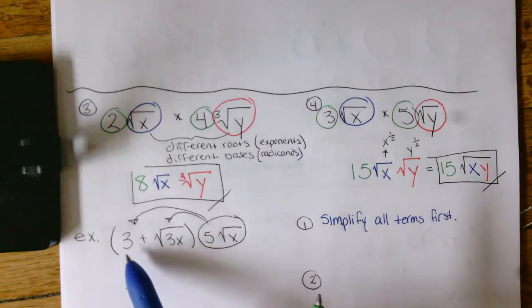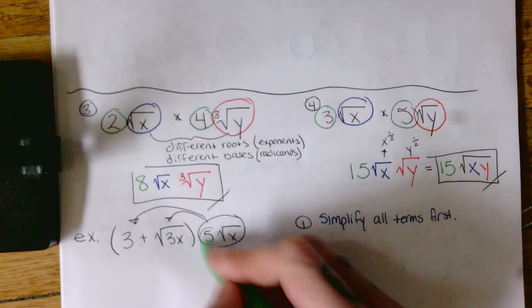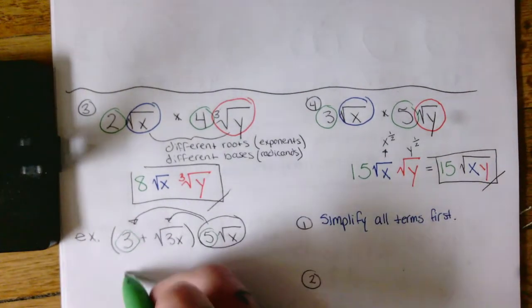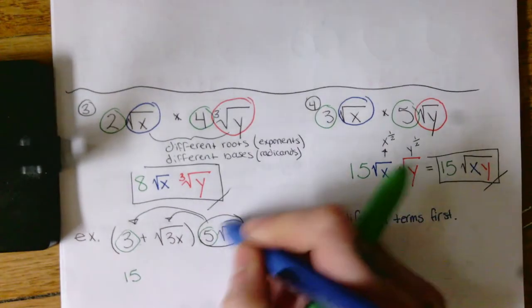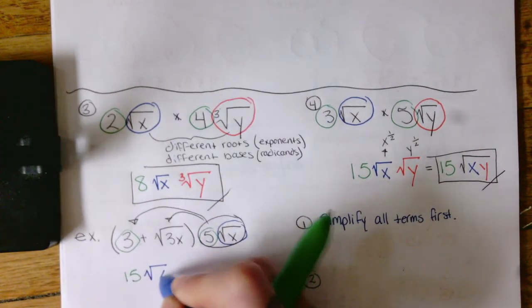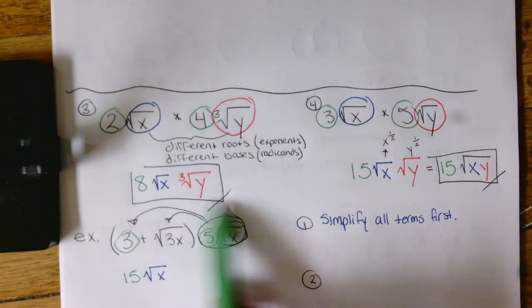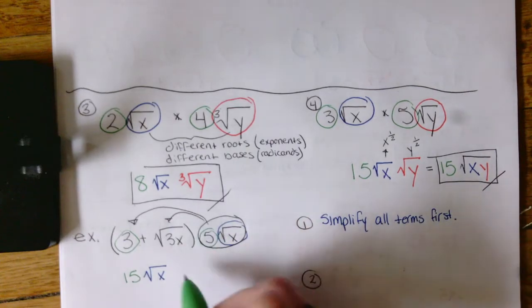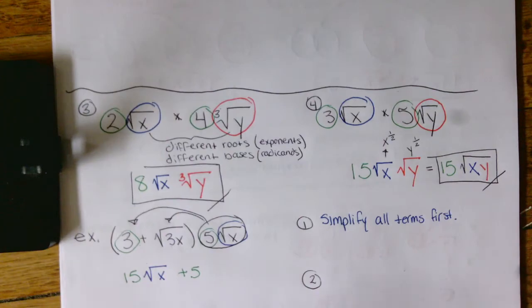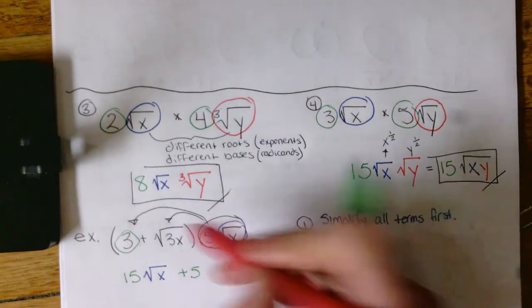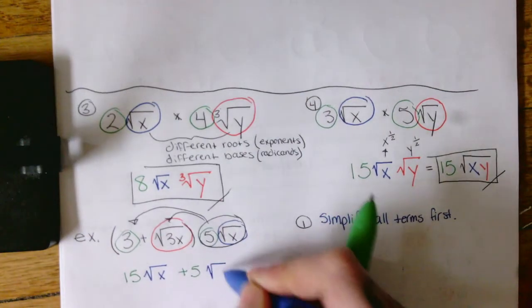Now I'm going to multiply 3 times 5 square root x. So here are my numbers. My numbers come together. Here I've got a square root x. That's not going to change. Now when I do 5 times square root 3x, 5 is the only number. Now, I've got square root x, square root 3x.